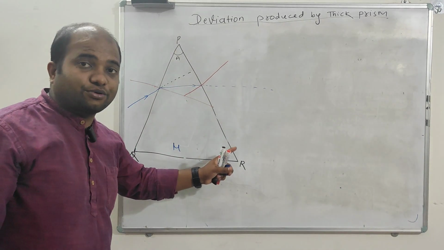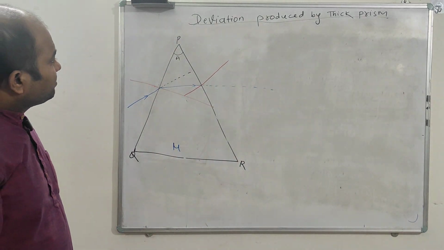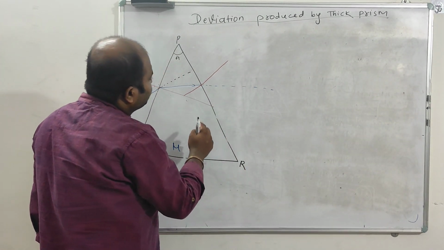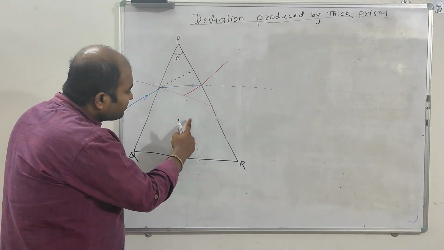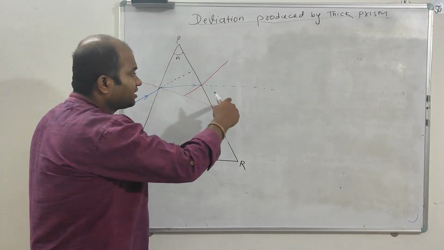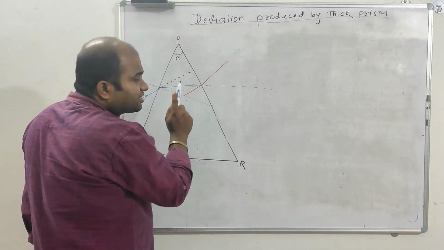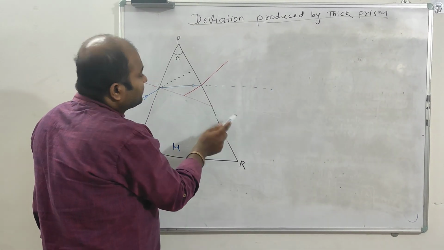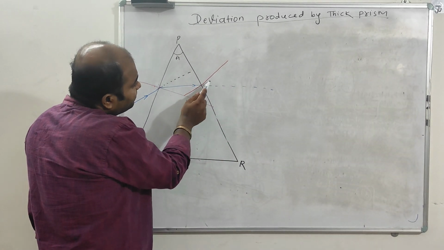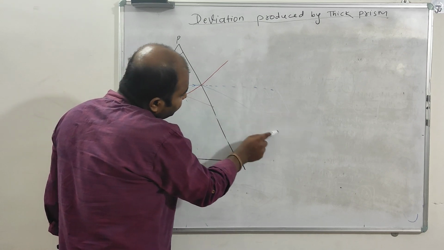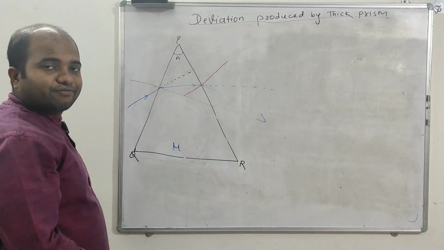If the second surface had not been there, the light would have passed as it is. Now, because the light strikes the second surface, and at this interface light is moving from a denser to a rarer medium, from prism to air, light bends away from the normal. This is the normal, so light bends away from the normal. I hope this is clear.